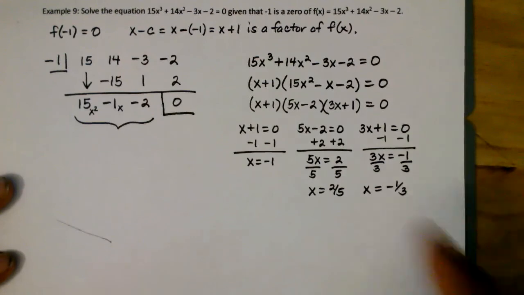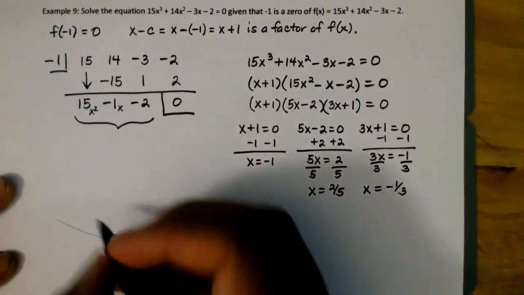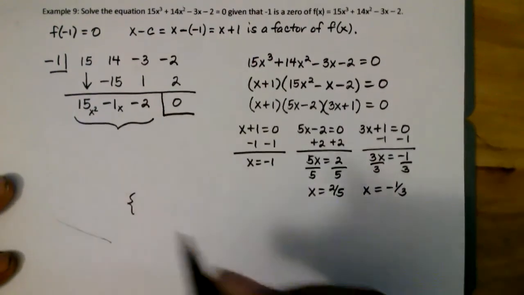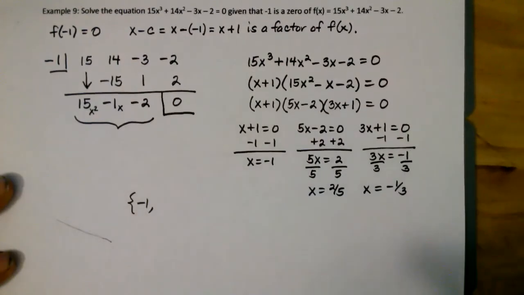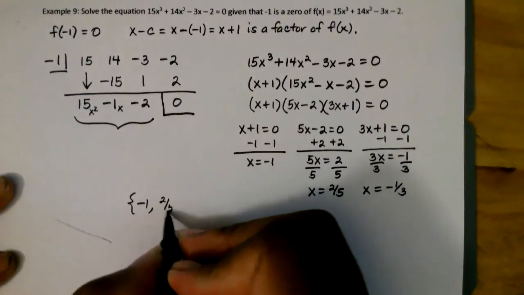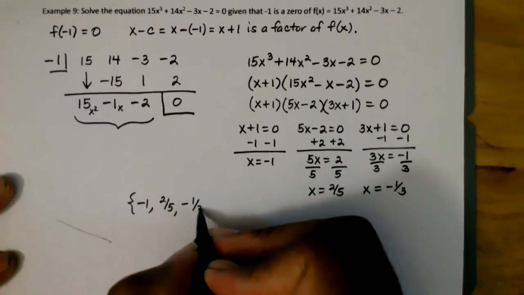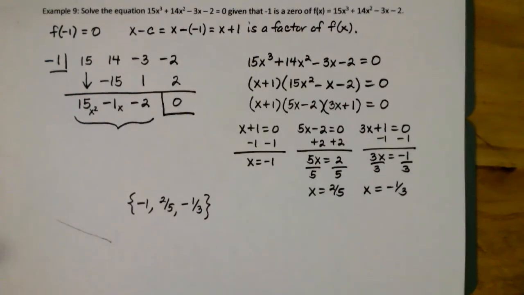Okay. So these are all the zeros of that particular function. That's going to be -1, 2/5, -1/3.